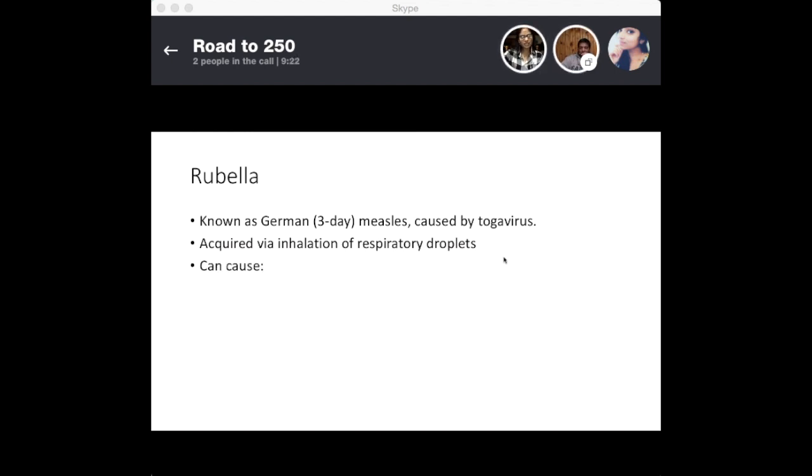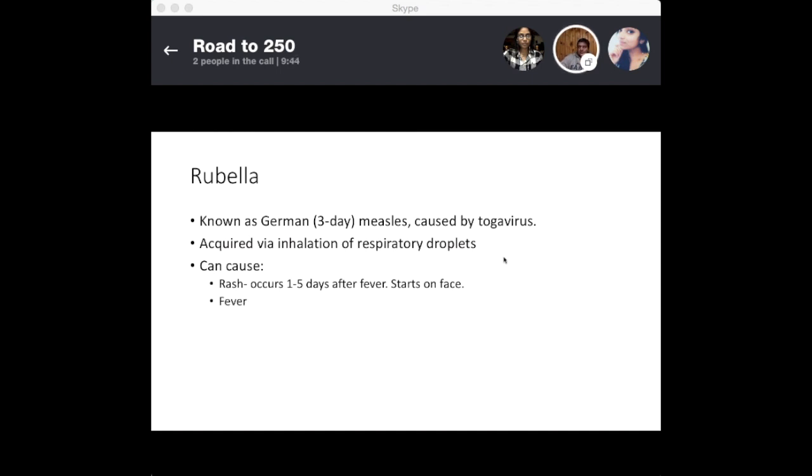Fever, rash. Yes, rash. The rash occurs 1 to 5 days after the fever. If you look online, some places say 2 to 3, some places say 1 to 5, so we're just going to say in general 1 to 5. And it starts on the face and goes centrally down to your trunk.